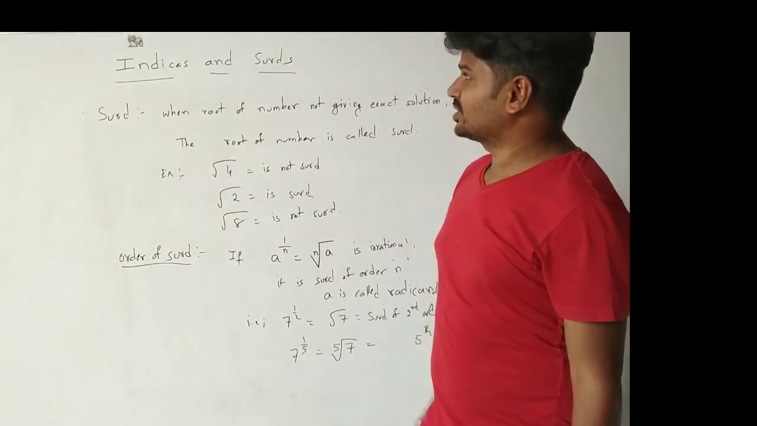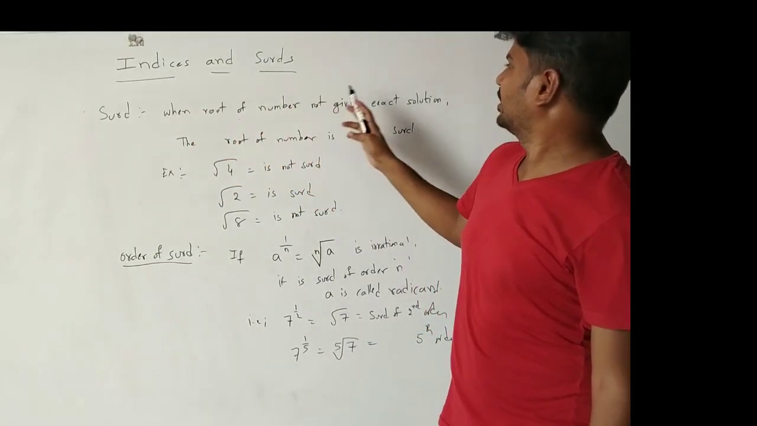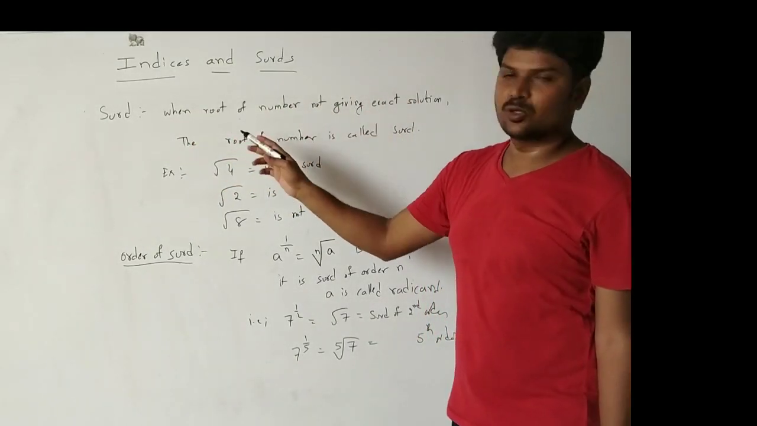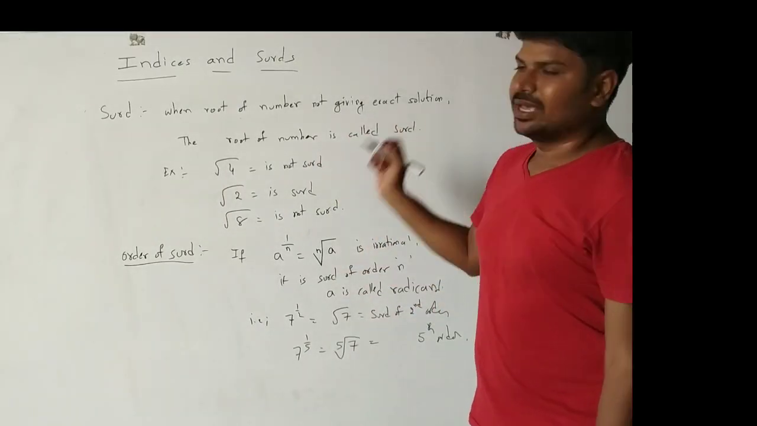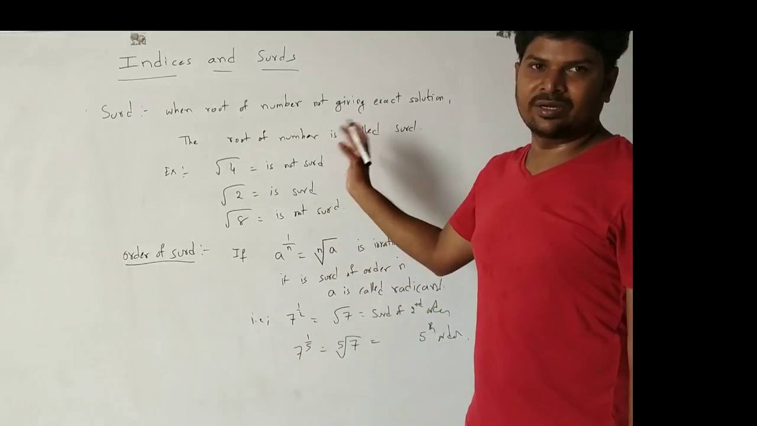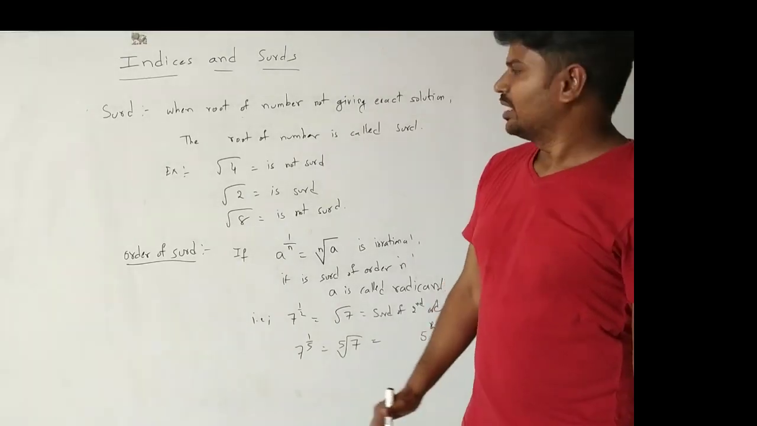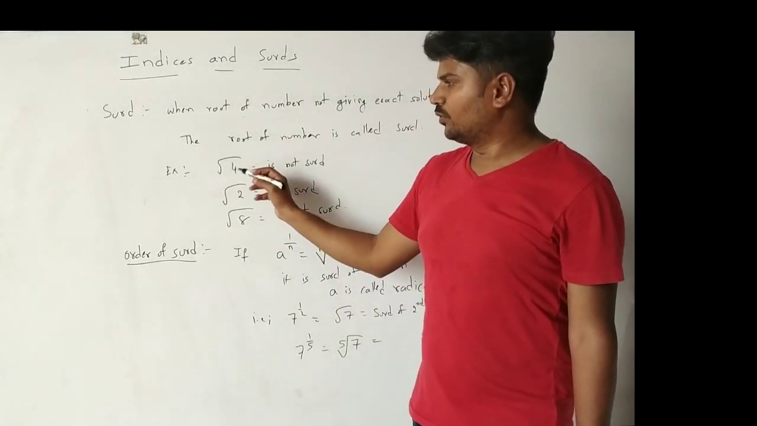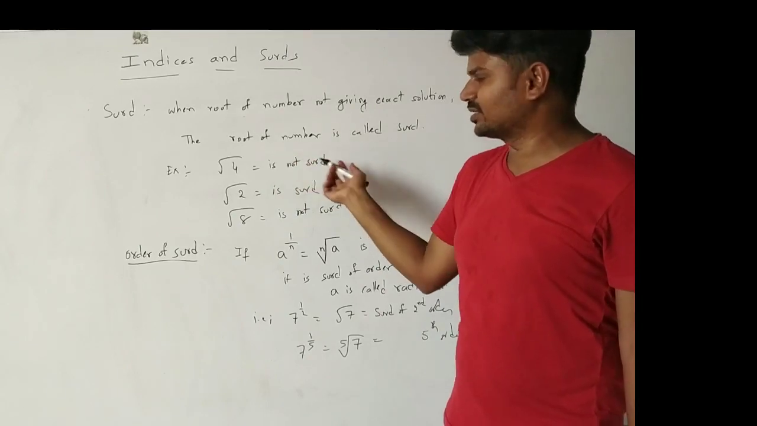Let's discuss SURDS. What is a SURD? When the root of a number does not give an exact solution, then the root of the number is called a SURD. What does exact solution mean? It means if it's not a perfect square or not giving an integer value, then we call it a SURD. Example: root 4. Root 4 is 2, which is a rational number, an integer, so it is not a SURD.